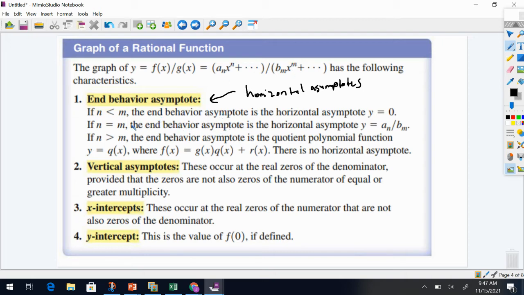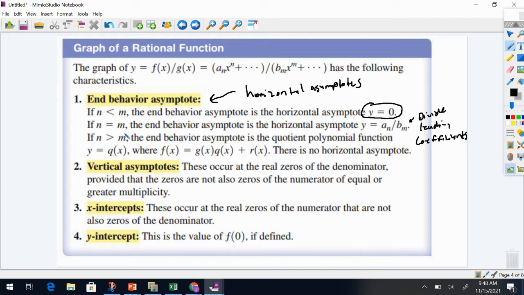If the degree of the numerator is less than the degree of the denominator, then we have a horizontal asymptote at y equals 0. Okay, so this is all horizontal asymptotes. If they're equal, we divide the leading coefficients. We have this in our notes. We talked about this in chapter 1.